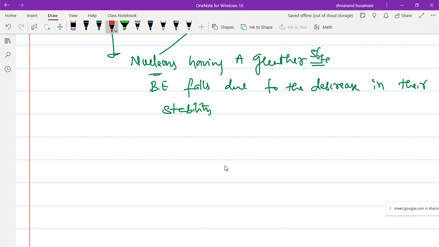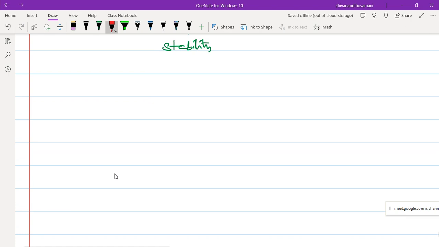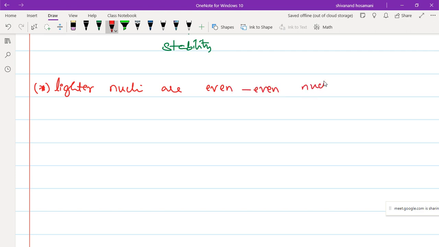Lighter nuclei are almost even nuclei. What do you mean by even nuclei? It means an even number of protons and an even number of neutrons. They are defined as even nuclei. So lighter nuclei are even nuclei, and moreover, these are abundant in nature. Remember, these are the most abundant elements.